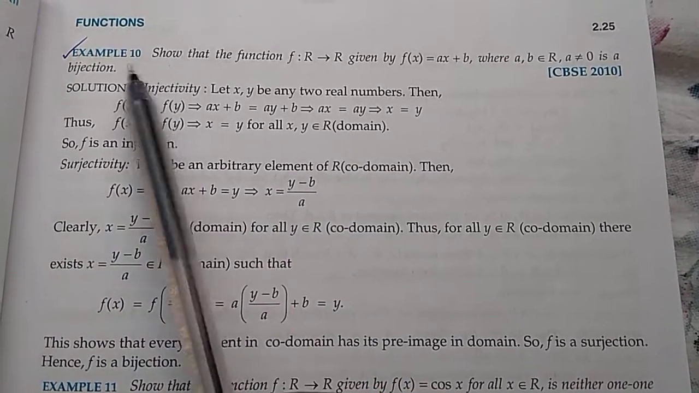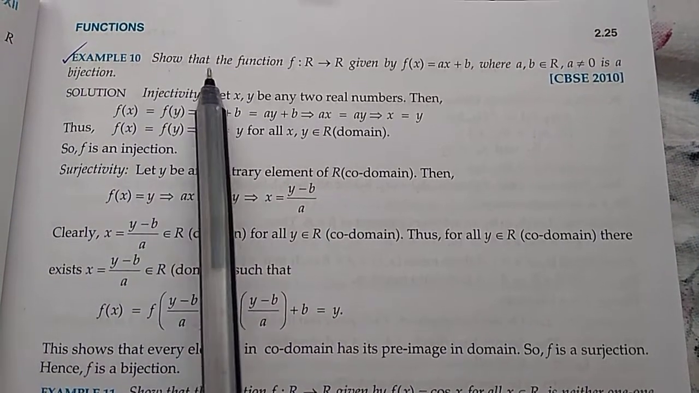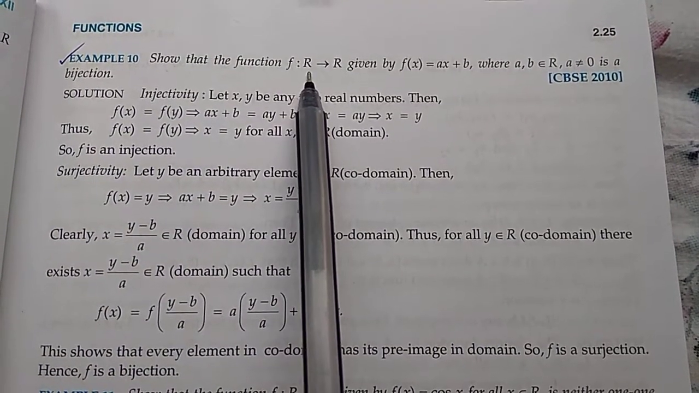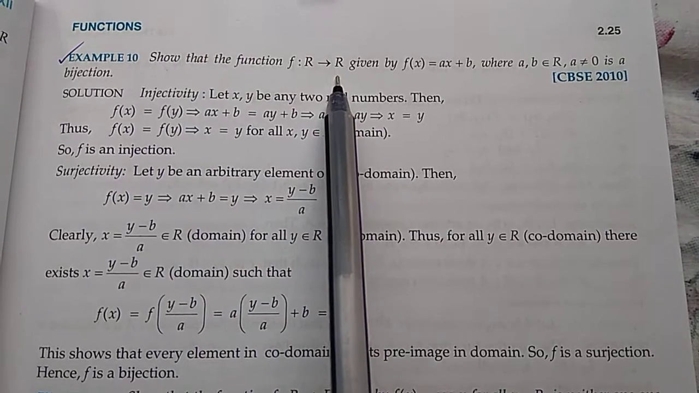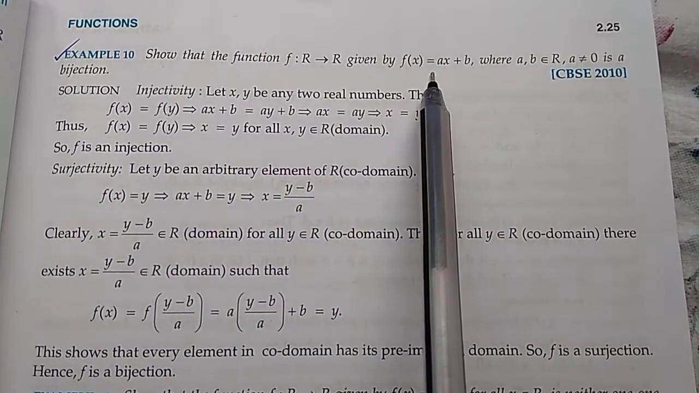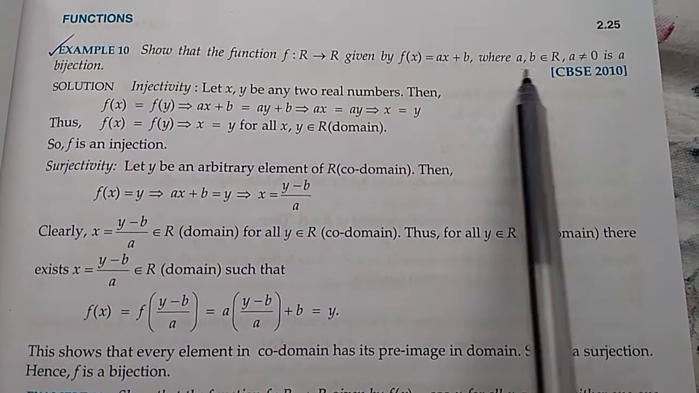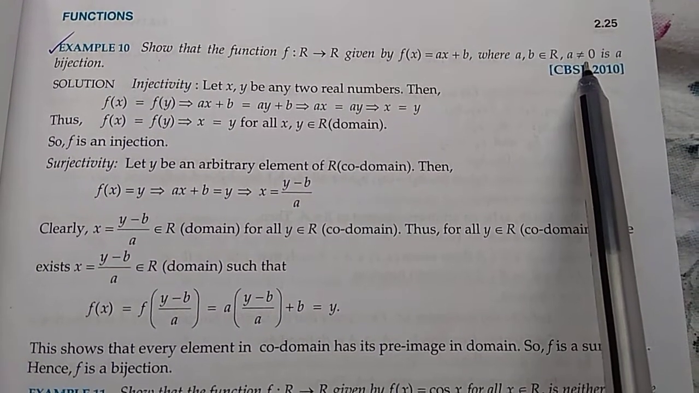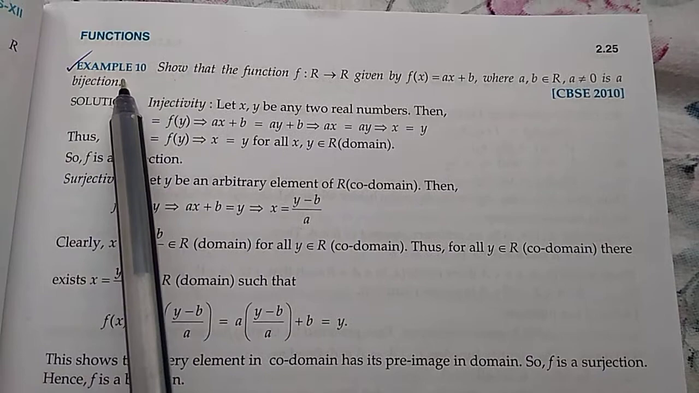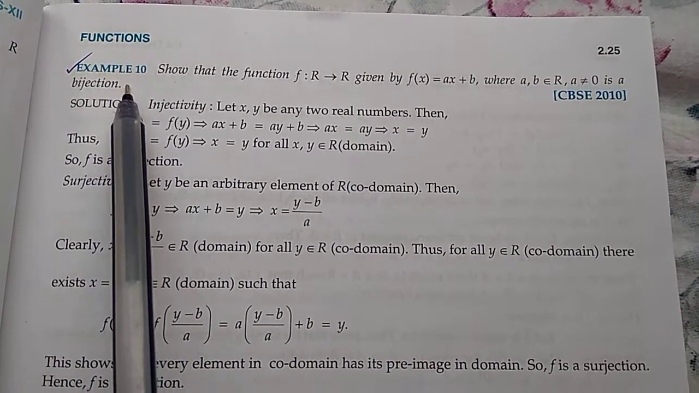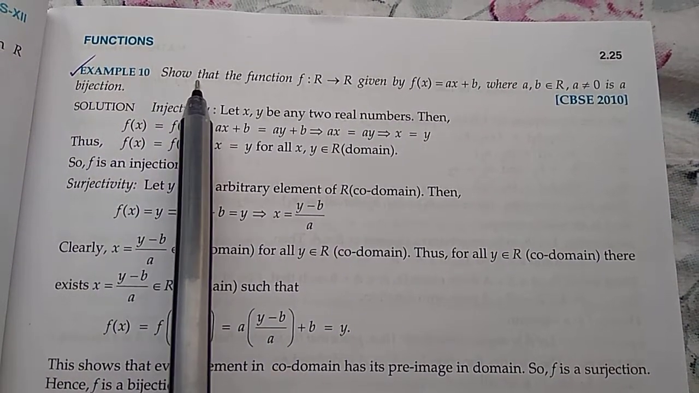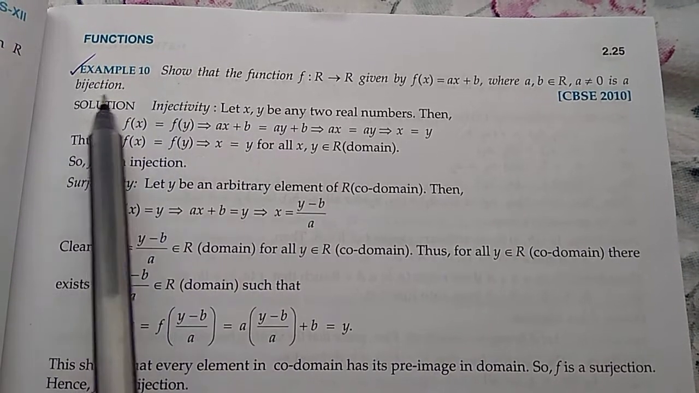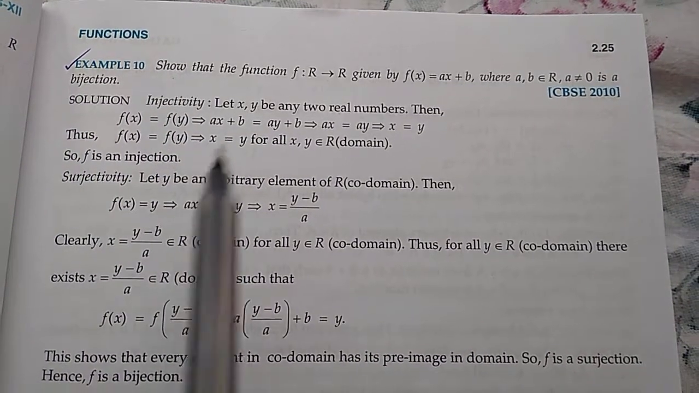Let us take another example. Show that the function f from the set of real numbers to the set of real numbers given by f of x equal to ax plus b, where a, b belong to R, that is real numbers, and a is not equal to 0, is a bijection. So we have to first prove it is 1-1, then onto, then it is a bijection.